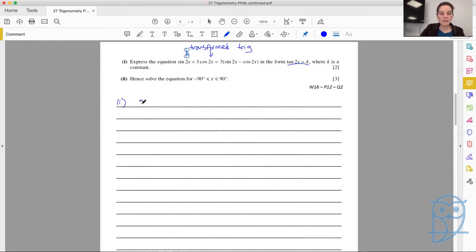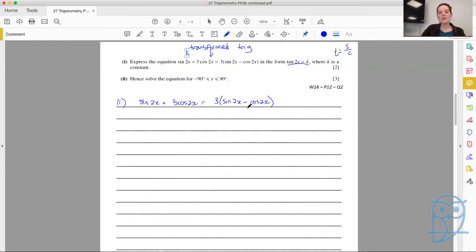So we have sine 2x plus 3 cos 2x equals 3 sine 2x minus cos 2x, and we want to get that all the way to tan 2x equals k. Tan, of course, is sine over cos. So t is s over c. You can write them down in the corner if you want to be reminded of them.